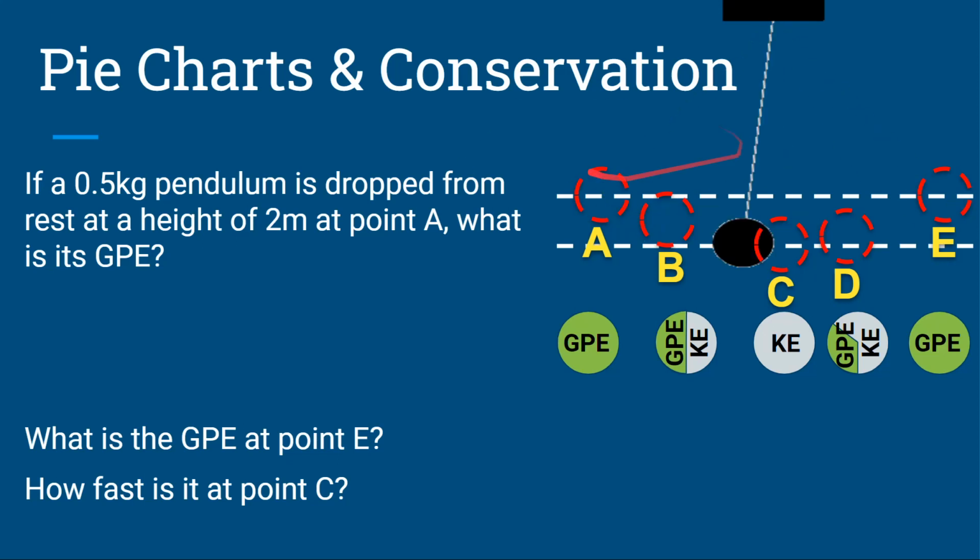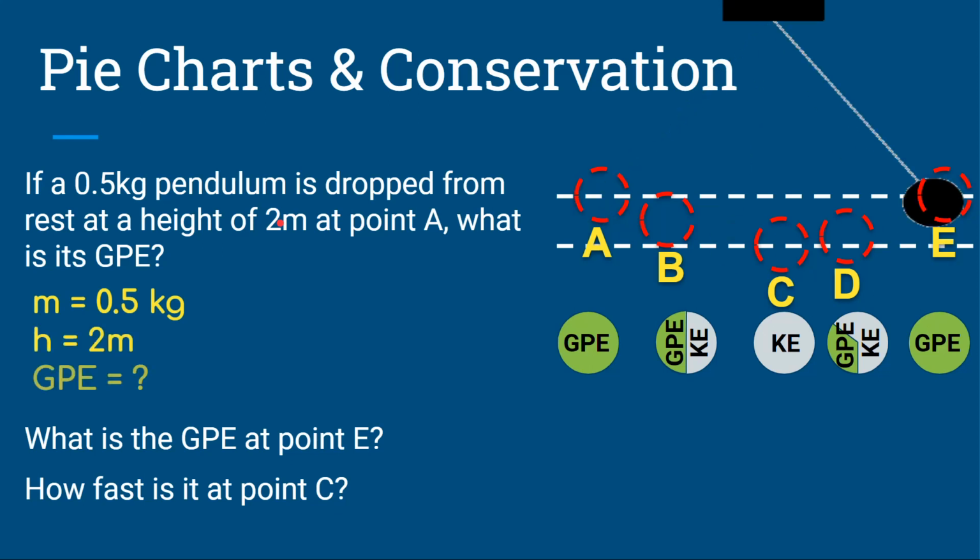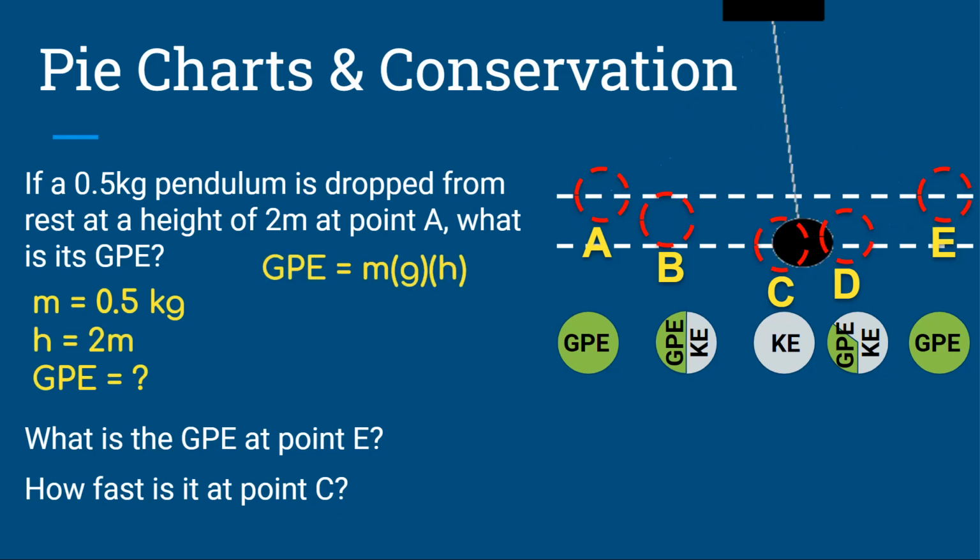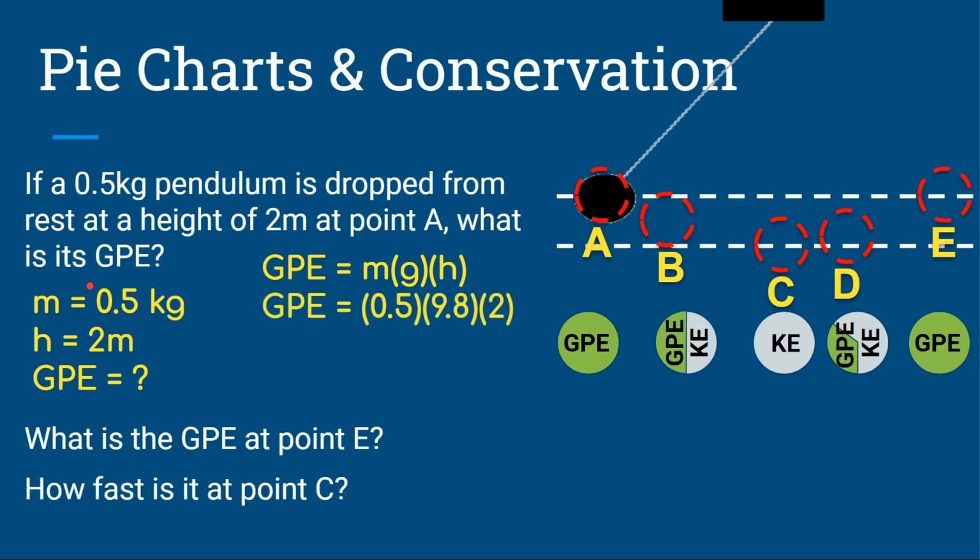So at point A, we're going to figure out how much gravitational potential energy it has with this mass and this height. Gravitational potential energy is mass times gravity times height. On Earth we use 9.8 as our gravitational acceleration. So we take that mass, 0.5, multiply it by 9.8 and then by 2. When we do that, we get a gravitational potential energy of 9.8 joules, just because of the numbers I used. So my gravitational potential energy here is almost 10 joules, 9.8 joules.